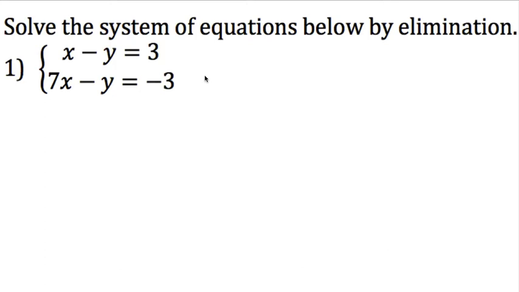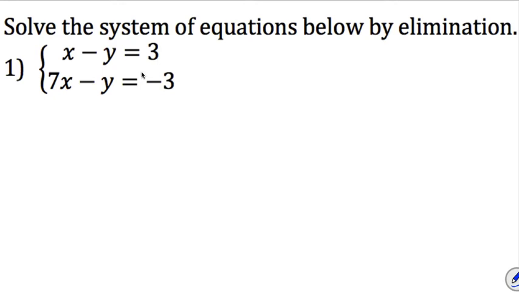So they have the same number in front of the same variable, but they have the same sign, and they need to be different signs. So I could multiply the top equation by negative 1, or I can multiply the bottom equation by negative 1. So those are the three things you can do. Multiply the top equation by negative 7, multiply the top equation by negative 1, or you can multiply the bottom equation by negative 1. It does not matter what you do.